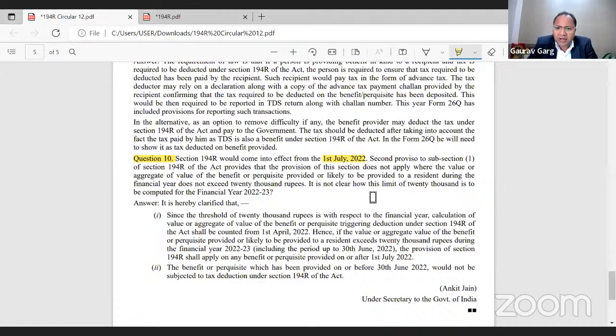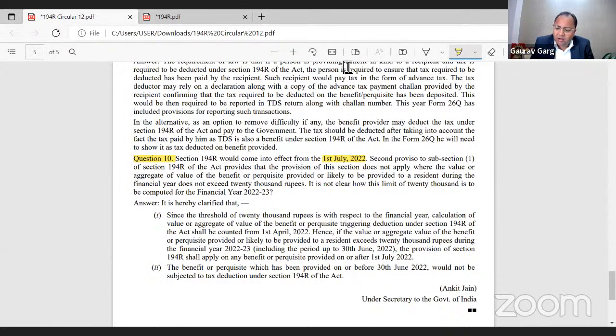So which means TDS needs to be deducted from 1st July 2022. However, the limit of 20,000 needs to be seen from 1st April. So 1st April of 2022, we need to see the limit of 20,000. So basically, if we have already provided certain benefit, let's say the value of benefit which you have given pre 1st July is, let's say, 15,000. Then now what is the benefit available, or the limit which is available is 5,000. So after 5,000, the entire amount would become taxable.